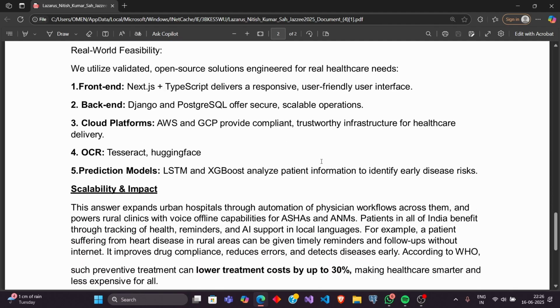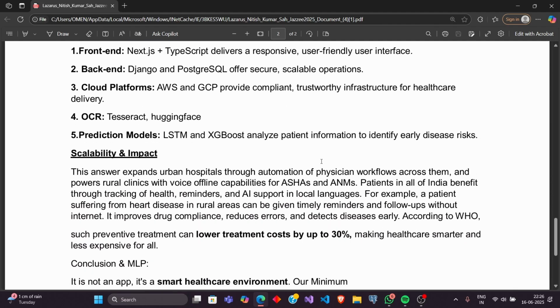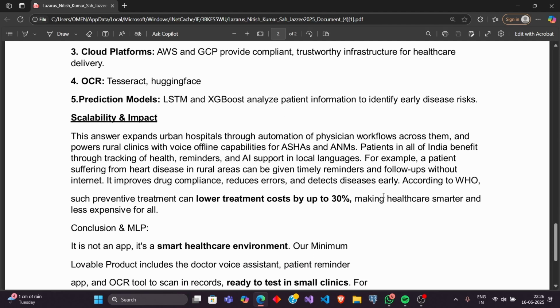Moving on to the next part, scalability and impact of our project. The answer expands to urban hospitals through automations and digital workflows, as well as rural clinics with voice and offline capabilities for ASHAs and ANMs. Because we are implementing all of this, the automations can increase the number of people who are getting treated on a daily basis.